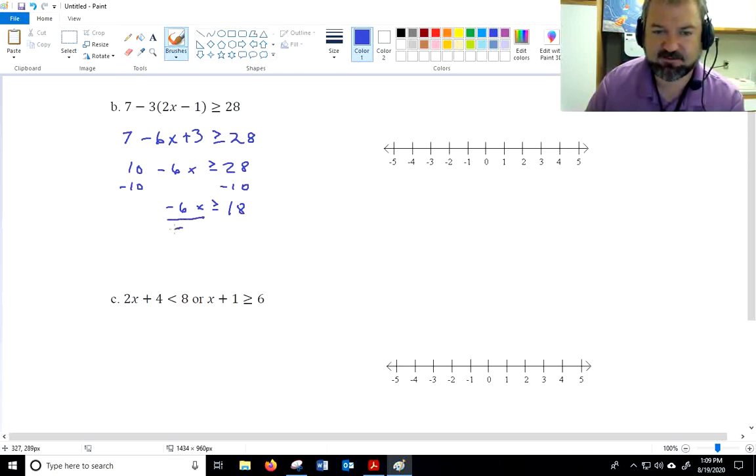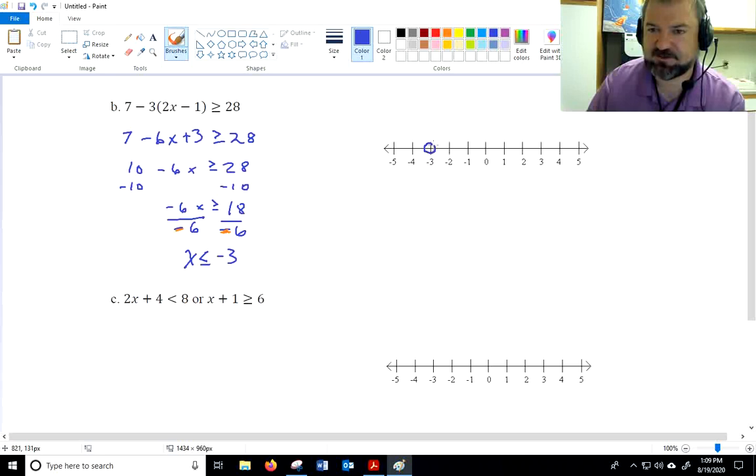Now I'm going to divide both sides by negative 6. So here's that situation we were talking about. I'm dividing on both sides by a negative number. Do you see that? The value that I'm dividing by is negative. It doesn't matter that the 18 is positive. What matters is that I'm dividing on both sides by a negative. So I have to flip the direction of the inequality, and I get negative 3.